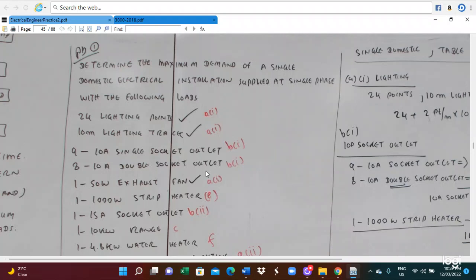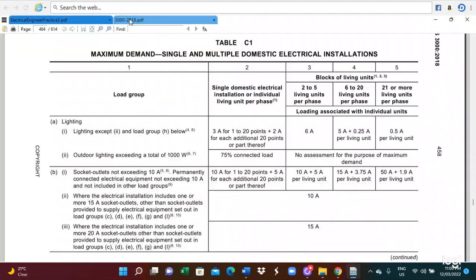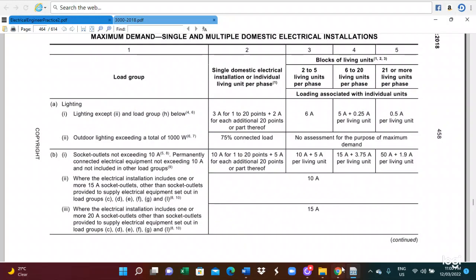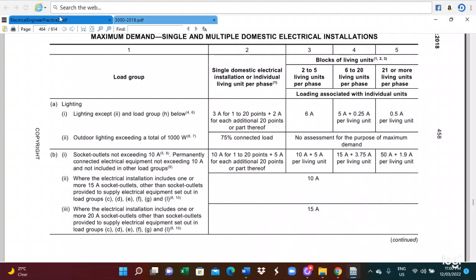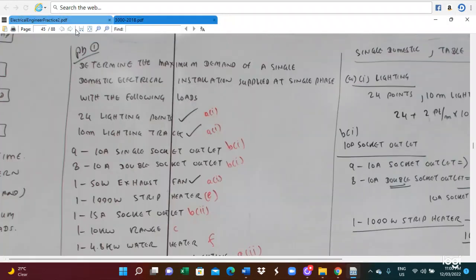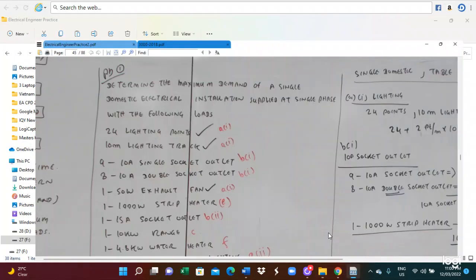For the maximum demand calculation, we have to utilize AS3000. This is AS3000 table C1. Table C1 is located at page 464. Firstly, we have to see which loads are utilized. This is for the consumer installation, and this consumer installation is a single domestic electrical installation. So you look at table C1. This is table C1.